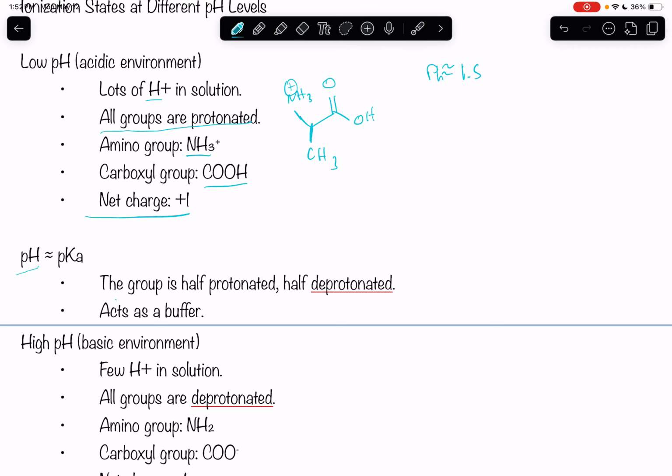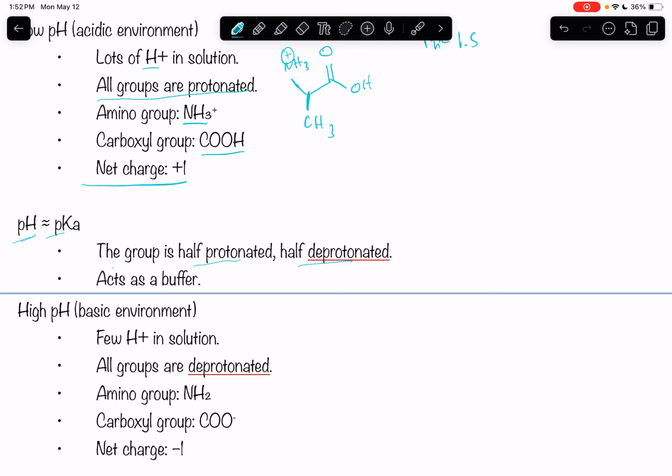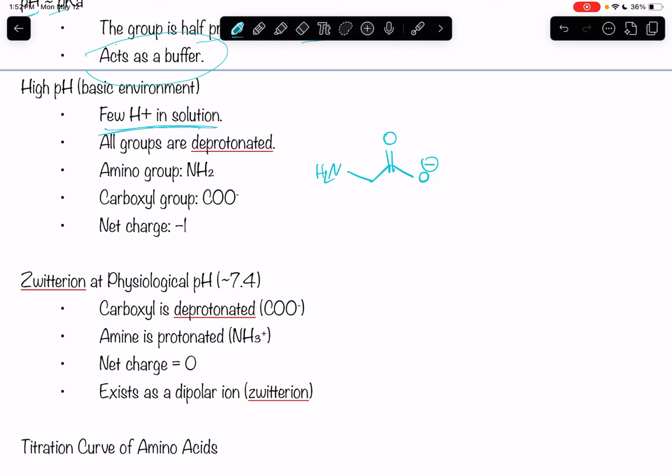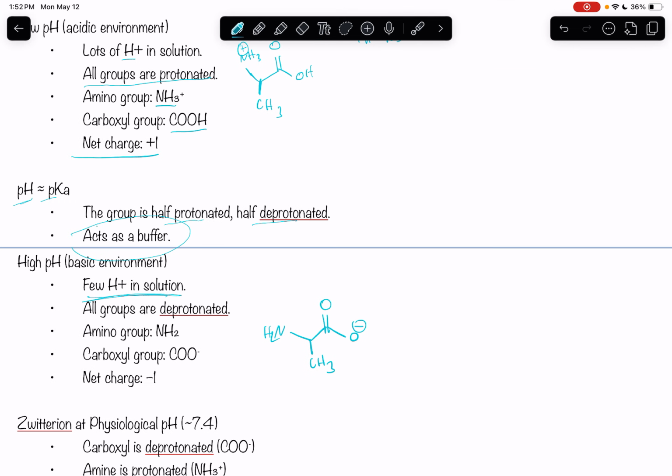So when your pH equals your pKa, it means that half is protonated and half is deprotonated, okay? So it's sort of like a 50-50 of each, and this is one way that we form buffers. So when you're in a basic environment, that means that you don't have a lot of H+, so it would look like this. And again, we're going to use alanine again. Okay, so you see the difference between those two, and again, all that changed was the pH.